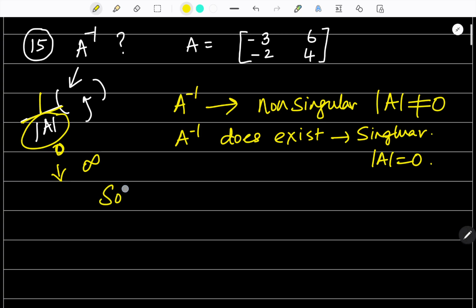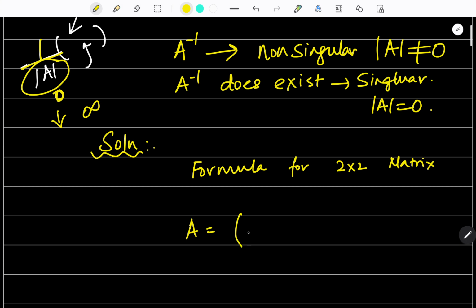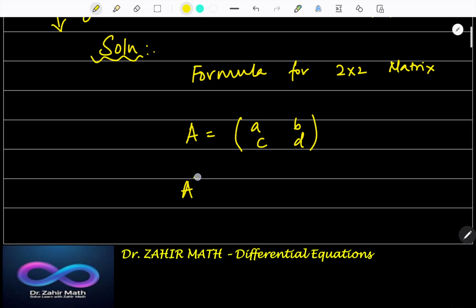So what is the formula for a 2 by 2 matrix? Let me give you the formula for how to find the inverse of a 2 by 2 matrix, okay? Suppose your matrix A is a, b, c, d. The inverse of the matrix is given by the formula 1 by det A, where det A means determinant A, and then open the bracket, matrix. These two elements will change their place. What is that? D and A will come here.